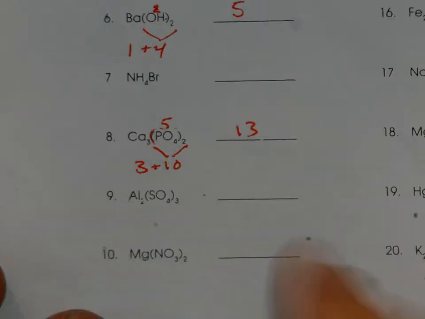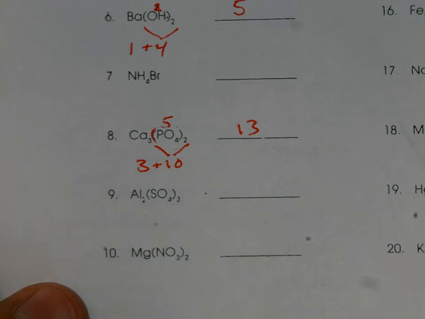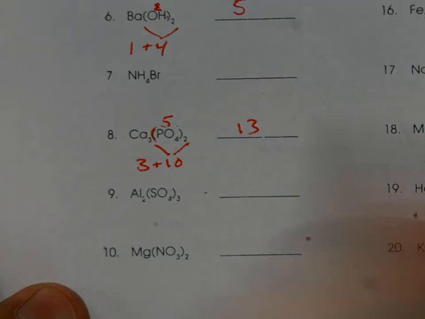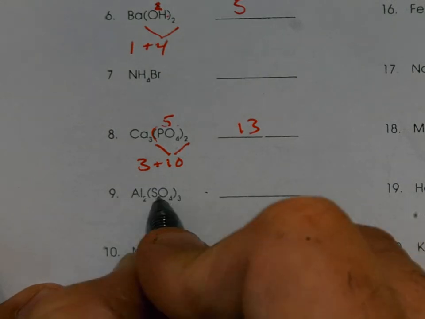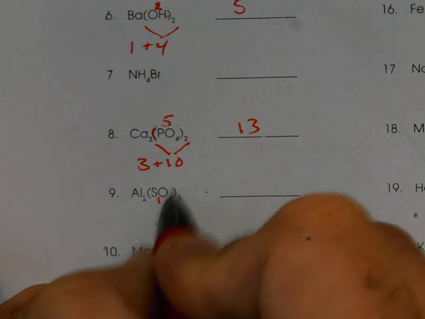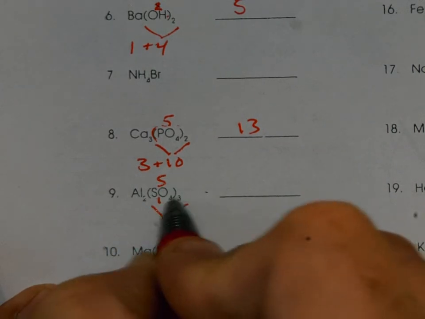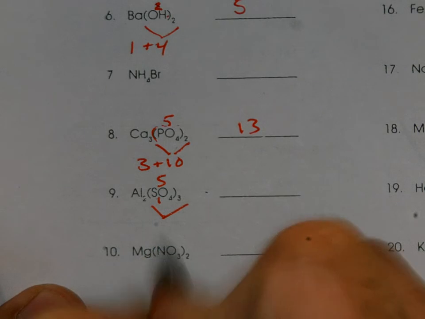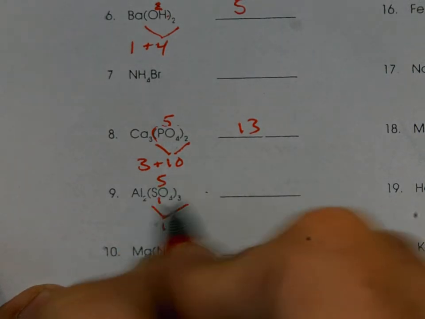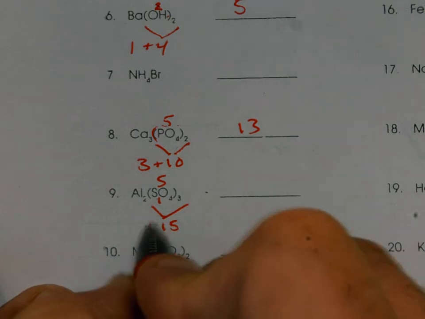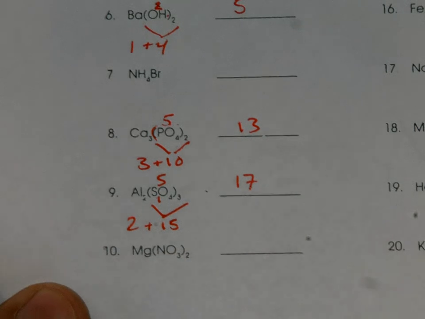And let's do dialuminum trisulfate. Okay, so we've got SO4, 4 oxygens, 1 sulfur. In that one polyatomic ion, there are 5 atoms. Now we've got to multiply that by, we've got 3 of those in there, so 5 times 3 is going to be 15 atoms just in those 3 sulfates. And then we're going to add it to our 2 atoms of aluminum, so altogether you have 17.